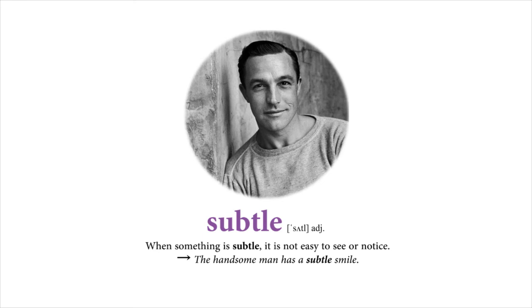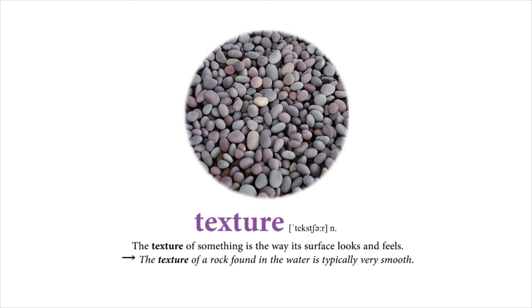Subtle. When something is subtle, it is not easy to see or notice. The handsome man has a subtle smile. Texture. The texture of something is the way its surface looks and feels. The texture of a rock found in the water is typically very smooth.